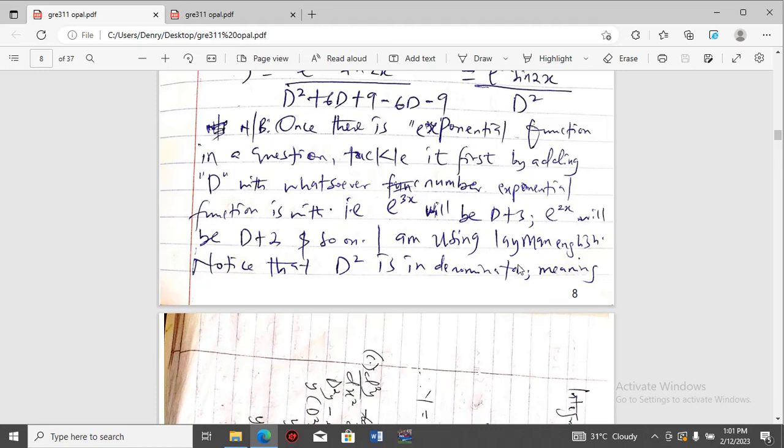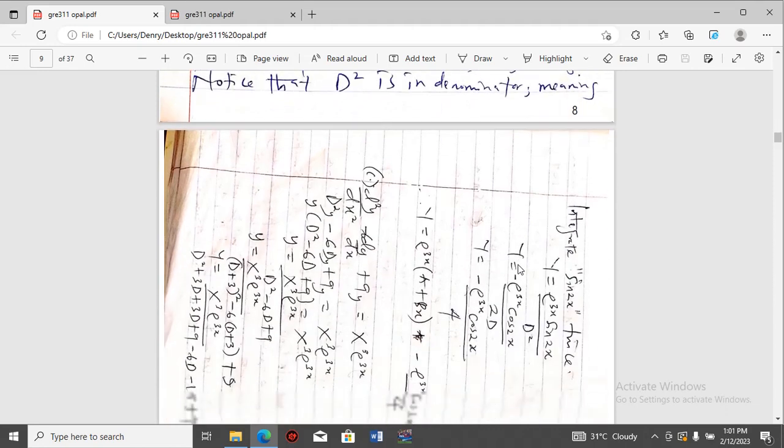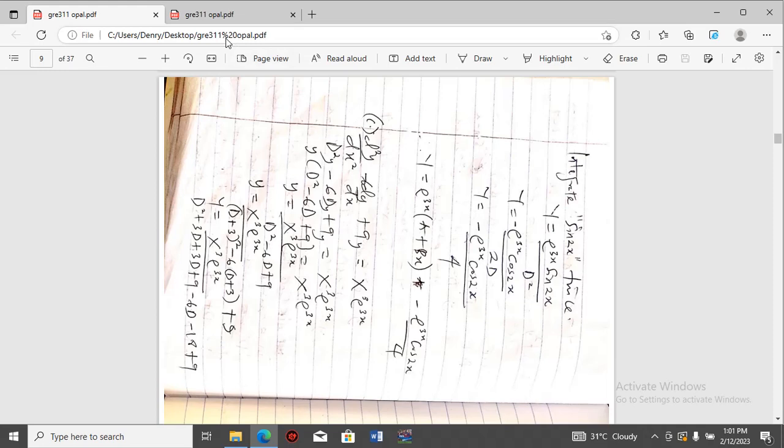Once there is an exponential function in the equation, tackle it first by adding D with whatever number the exponential function is with. That is, exponential 3x will be D plus 3, exponential 2x will be D plus 2, and so on. I'm using layman English. Notice that D squared is the denominator. So what are you going to do here?